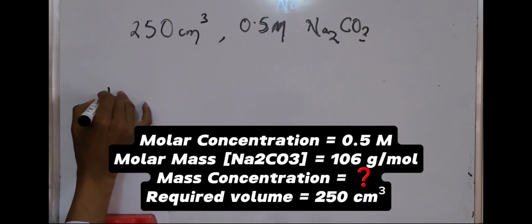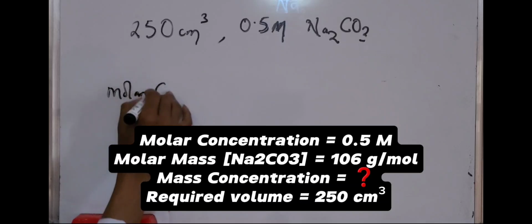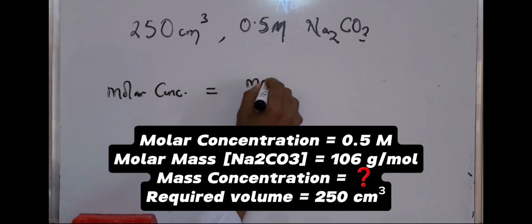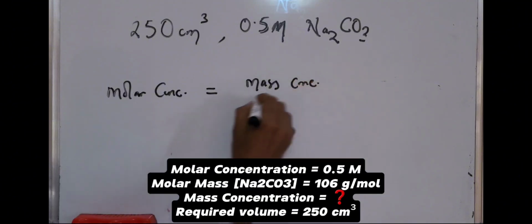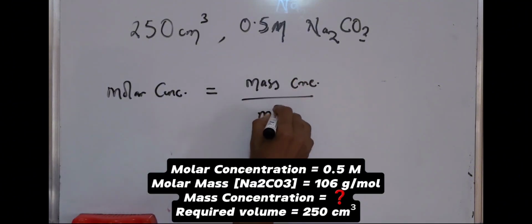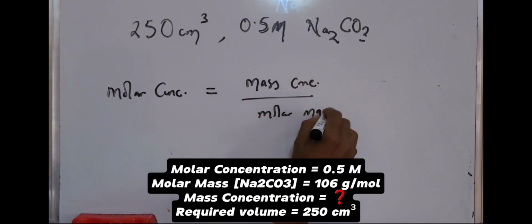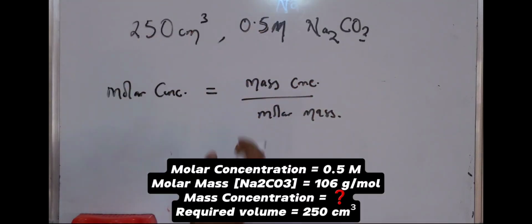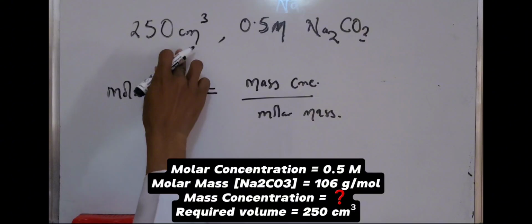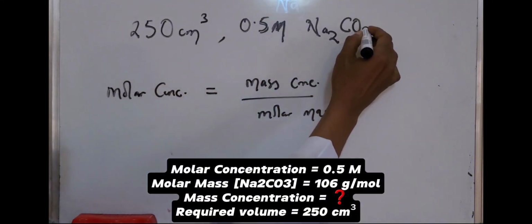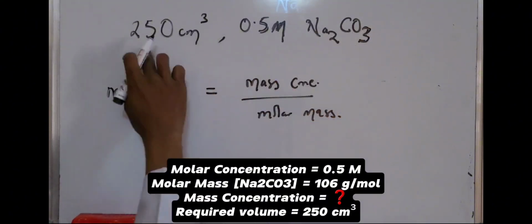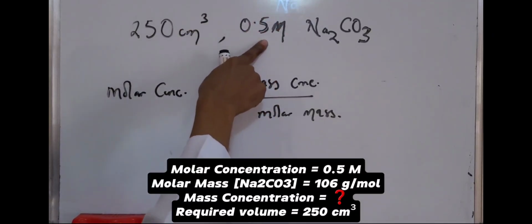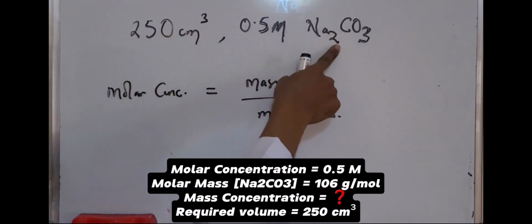So now look at it. We have molar concentration equal to mass concentration divided by molar mass. What is our aim? We want to know how much we are going to weigh to prepare this concentration in this volume, all right, of this particular substance. That is what this thing means. How much are you going to weigh to prepare this concentration in this volume of this substance?